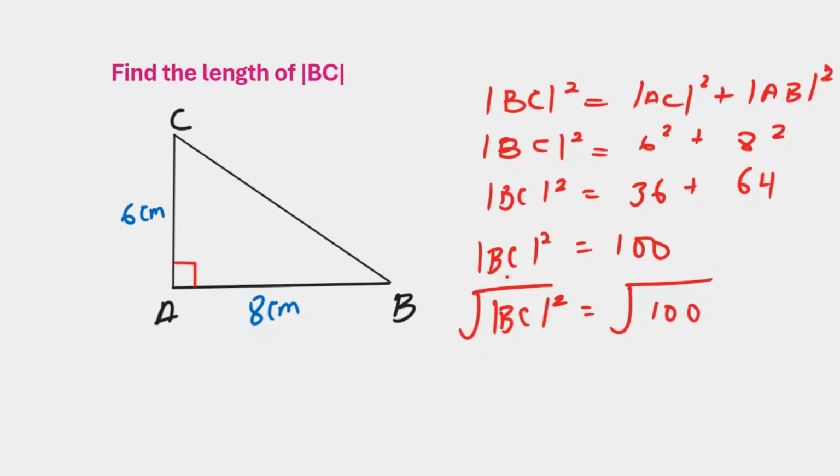Whatever you do here, you have to do the same thing here. So the square will be able to cancel the root sign here. So we have BC, that is what we are looking for, equal to the root of 100. 100 is a perfect square. So 10 times 10 will give you 100. So that means the root of 100 is 10. So that's going to be 10 centimeters.